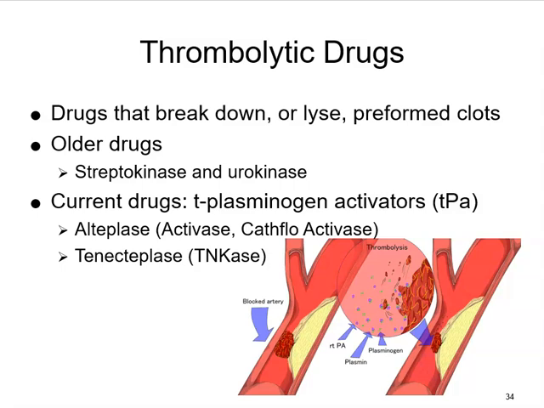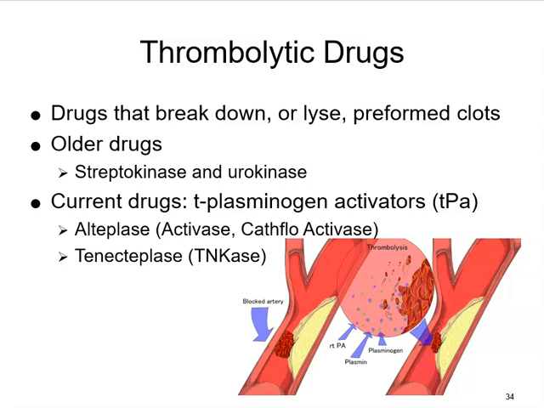Now that we've talked about drugs that inhibit clot formation, let's talk about those that break down clots. So these thrombolytic drugs are those that lyse or break down clots that are in existence. So some of the older drugs, which are still in play today, are streptokinase and urokinase, but currently the most commonly used are tissue plasminogen activators, or tPA. These would be things like alteplase and tenecteplase.